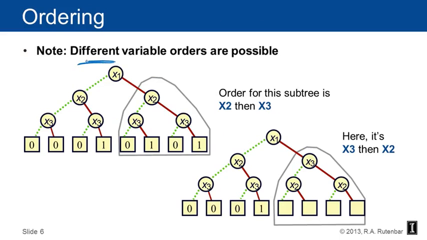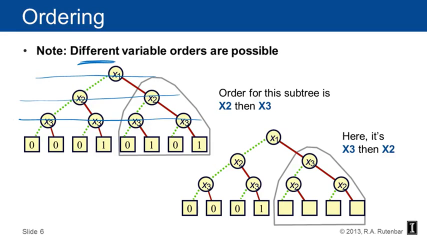I mean, I haven't said anything about why one would choose a particular variable order. I did it in a somewhat obvious manner here. All of the x1s are at the top of the tree, and then the next level are x2s, and then the next level are x3s. But there's no reason that I had to do that. I could have flipped that.